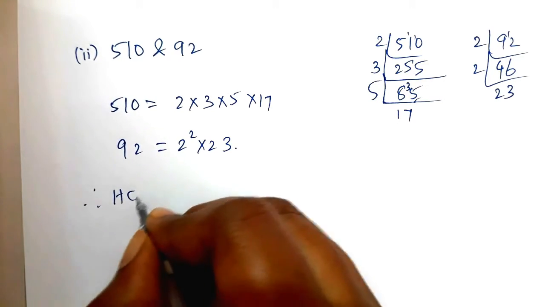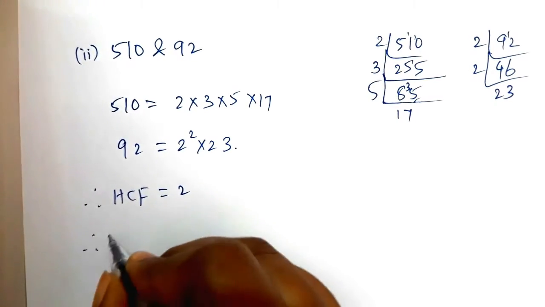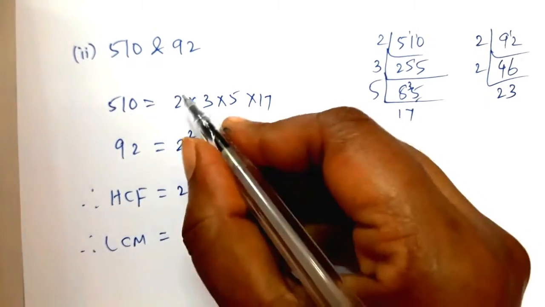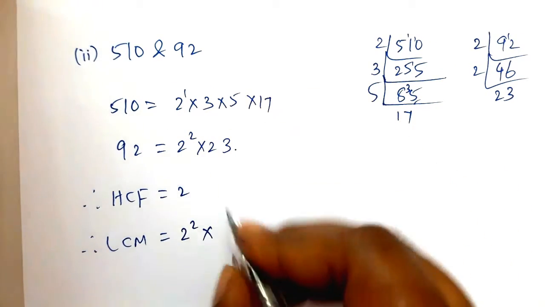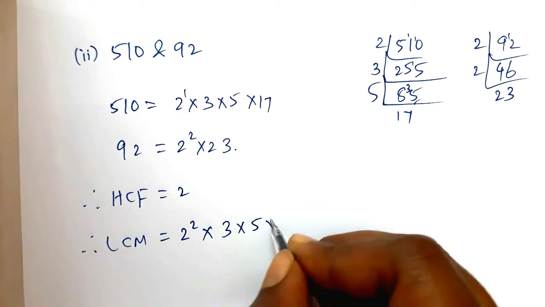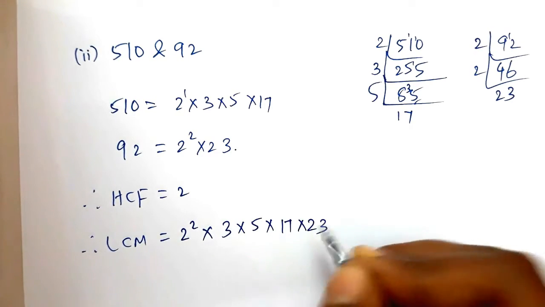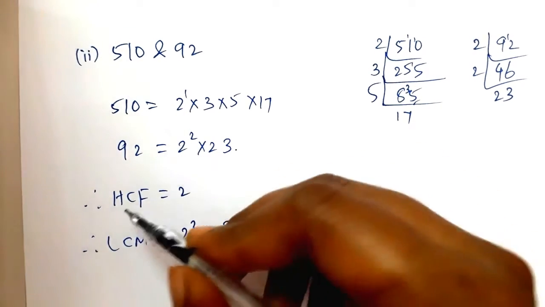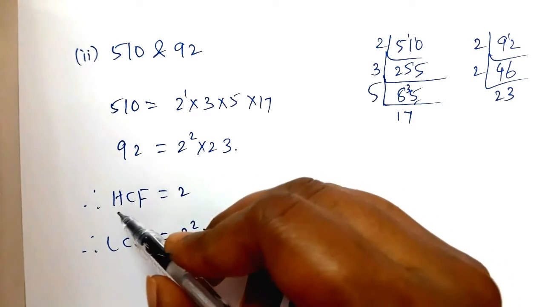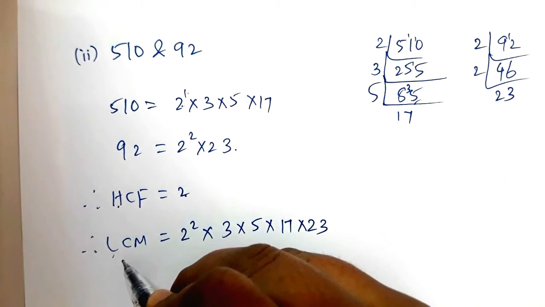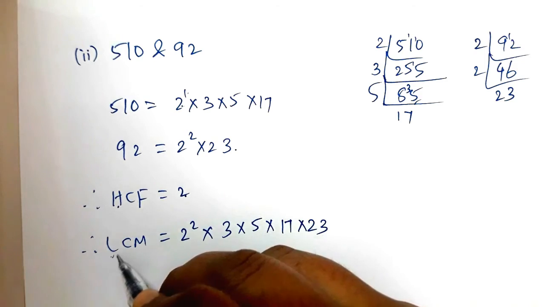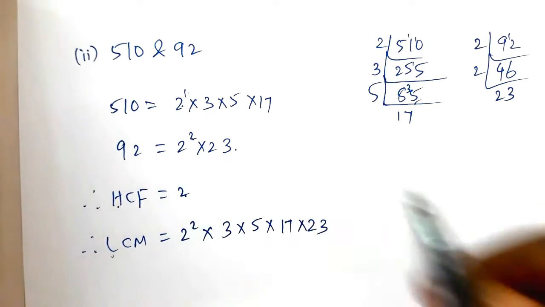Therefore HCF equal to our common factor 2 and LCM equal to our common factor, we have to write 2 square. Write the remaining factors also. So 3 into 5 into 17 into 23. Always we have to remember that HCF means highest common factor. So for highest we have to write the least exponent. And LCM means least common multiple. So for least we have to write the highest power.